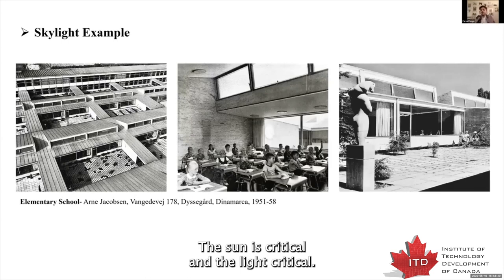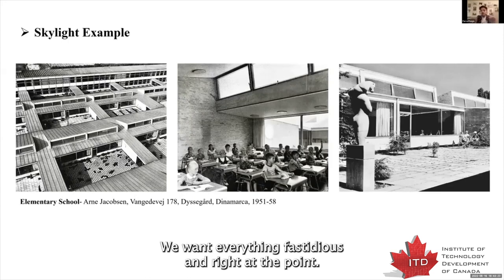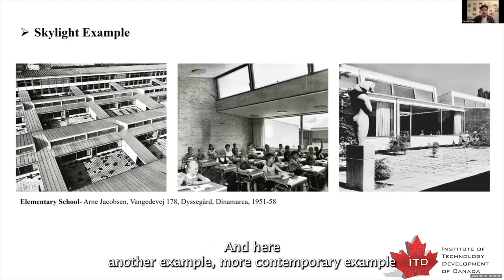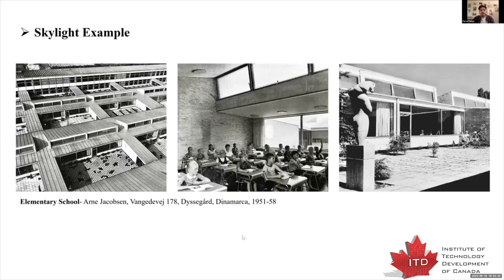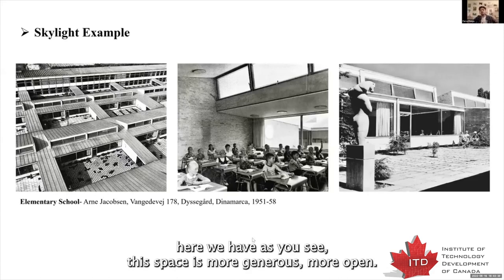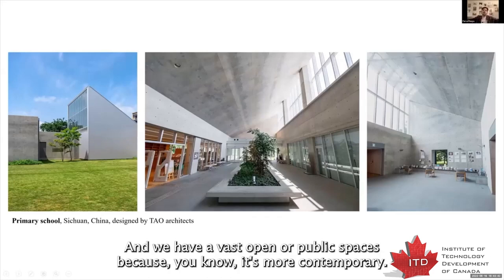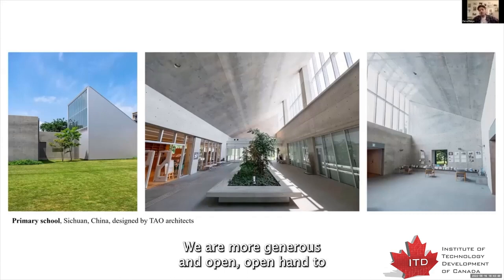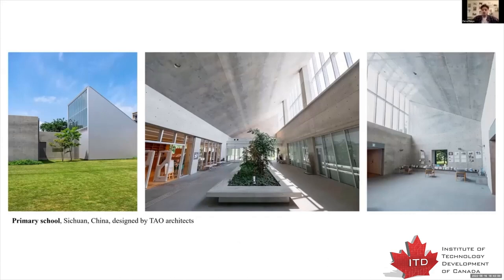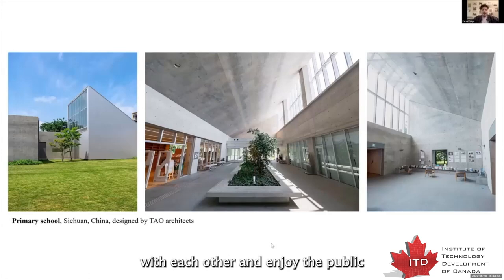So the sun is critical and the light is critical. We want everything fastidious and right at the point. And here, another example, a more contemporary example. Here we have, as you see, the space is more generous, more open, and we have vast open public spaces because, you know, it's more contemporary. We are more generous and open-handed to share space with each other and enjoy the public.